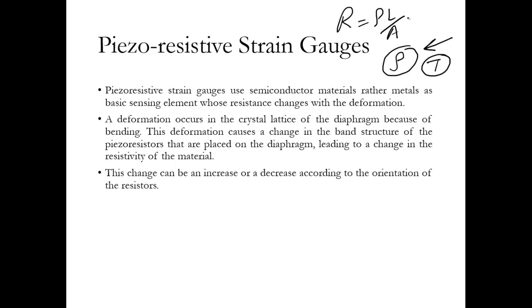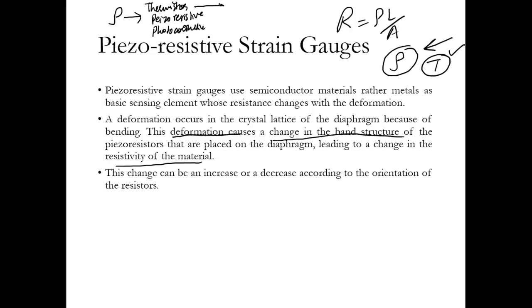Temperature will not cause much change in L and A, but temperature will cause changes in the resistivity of the material. So we make some semiconducting materials out of NP type. This deformation will cause a change in the band structure of the piezo resistors, which leads to a change in the resistivity of the material. So in the thermistors, it's more about temperature. In the piezo resistor, I'll just put up here that rho changes in all the cases, that is thermistors, piezo resistive, and the third one is our photoconductive.